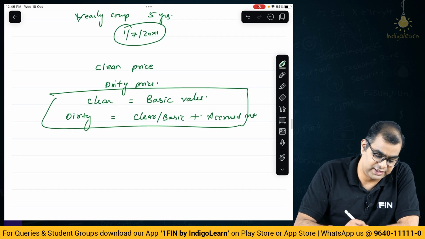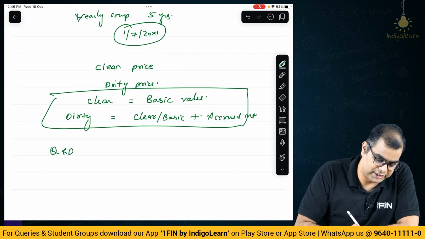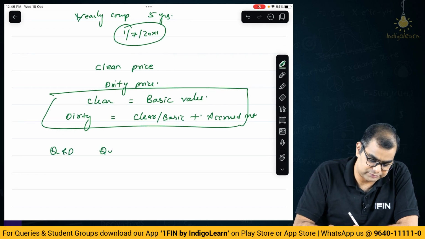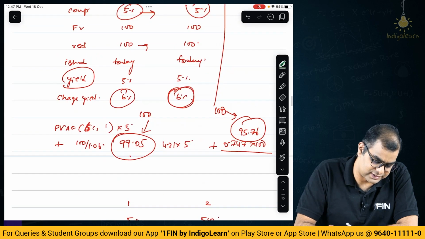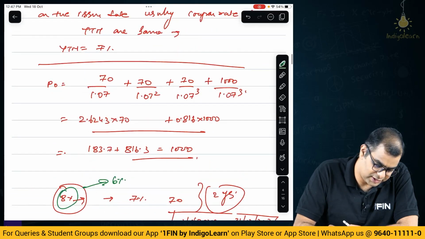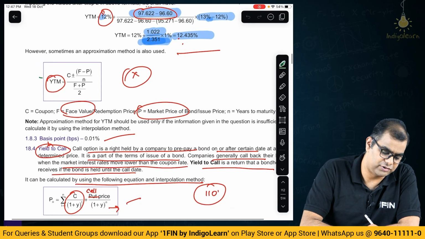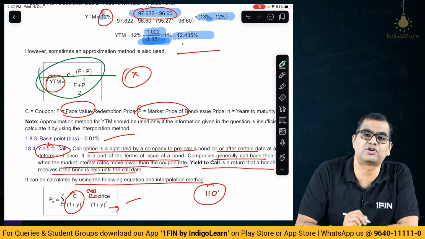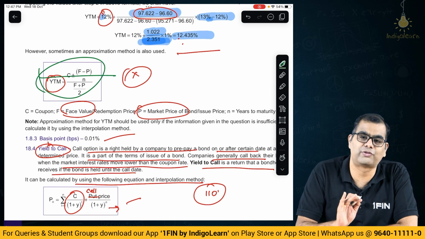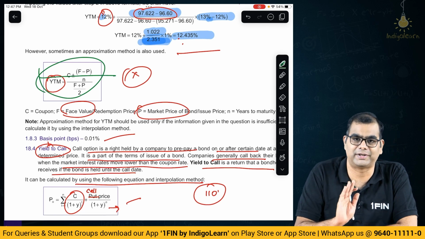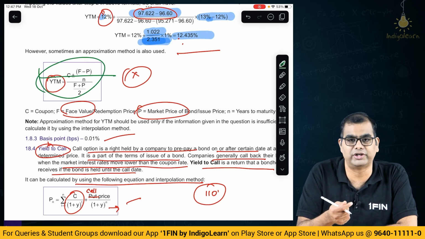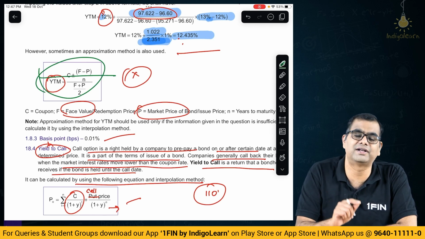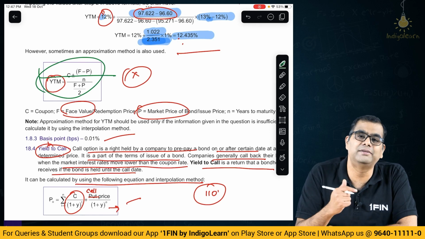And please note, this is very different from something called quick and dirty. There is something called the quick and dirty method. Quick and dirty and this are very different. Quick and dirty is this. There was one formula here, no? This approximation method is called quick and dirty. Don't confuse the quick and dirty method with clean price and dirty price. Clean price is the basic value of the bond. Dirty price is basic value plus accrued interest. And when will this whole accrued interest concept come in? It will come in only when you are pricing a bond in between coupon dates.